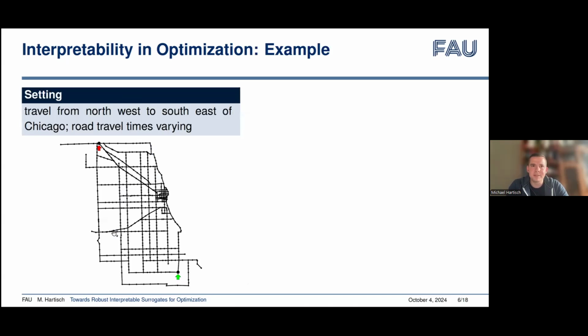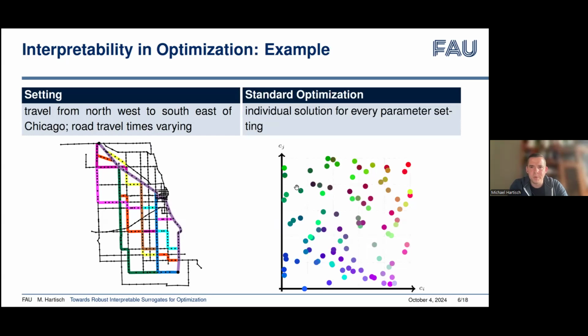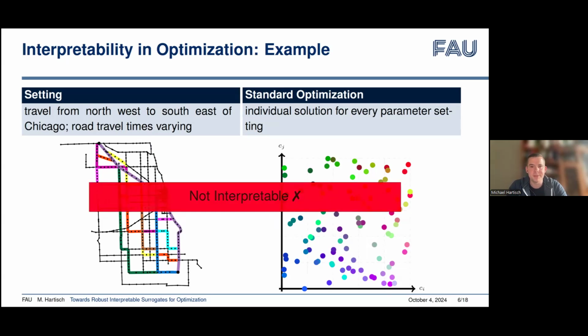Okay, so let's take a look at another example of how to view interpretability in optimization. Let's take a look at this shortest path setting. We are in Chicago and we want to move from the northwest to the southeast of the city. What we would do in standard optimization is just wait until the scenario is revealed, and depending on the costs, or the travel times of these edges, if the costs are like this, we will take the red solution. If they are blue, we'll take this solution. So for every new parameter setting, we will have a new solution. And if you believe my argument from before, this is not interpretable because the mapping from instance to solution is not comprehensible.